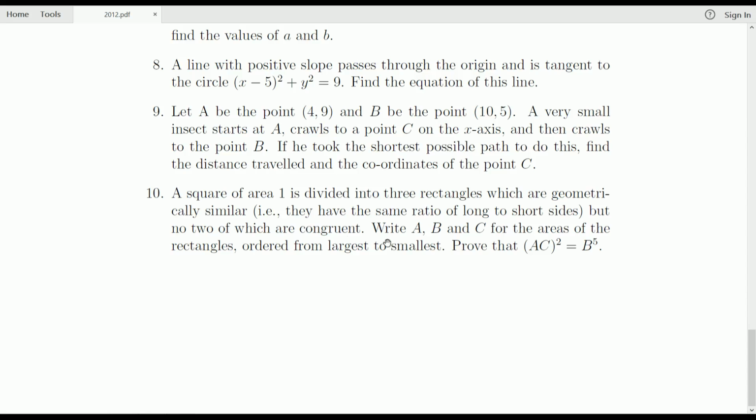Write A, B, and C for the areas of the rectangles ordered from largest to smallest. So A is the largest. B is definitely smaller than A. C is definitely smaller than B. Prove that AC squared is equal to B to the 5.